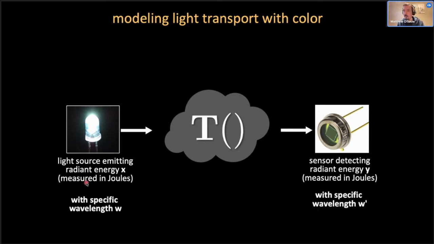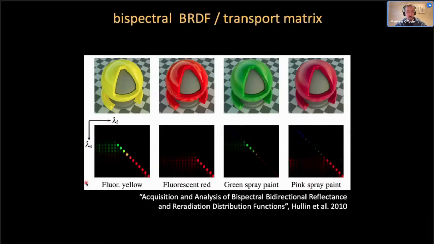And so let's talk about different types of properties now that we can potentially work with. Sometimes we might not just be interested in changing what light source is turned on, but maybe we're interested in changing the color of the light. For example, we might have a light source that's emitting one particular wavelength and a sensor that's measuring some wavelength in response. And we can build up these matrices that will describe this transfer of color as well.